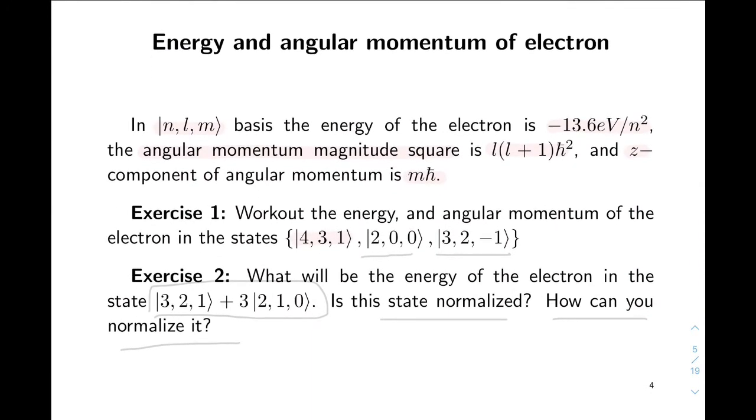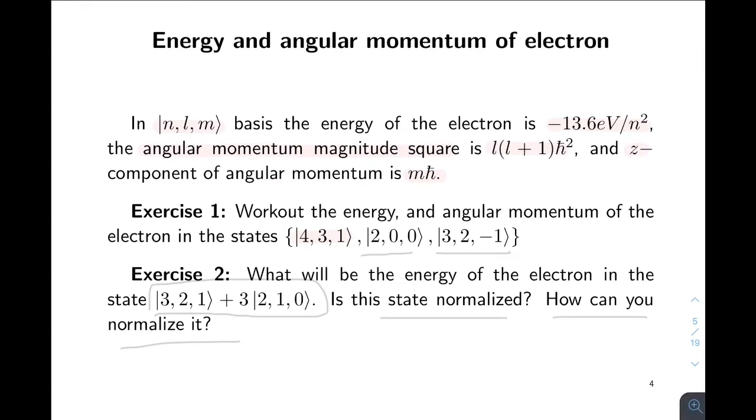So let's start with the information contained in NLM vectors. When we have an NLM vector, we know that the energy of the system is minus 13.6 electron volt divided by n square. The angular momentum magnitude square is L times L plus 1 h cut square and the Z component of the angular momentum is m h cut. All this comes from the three eigenvalue equations we have just discussed.